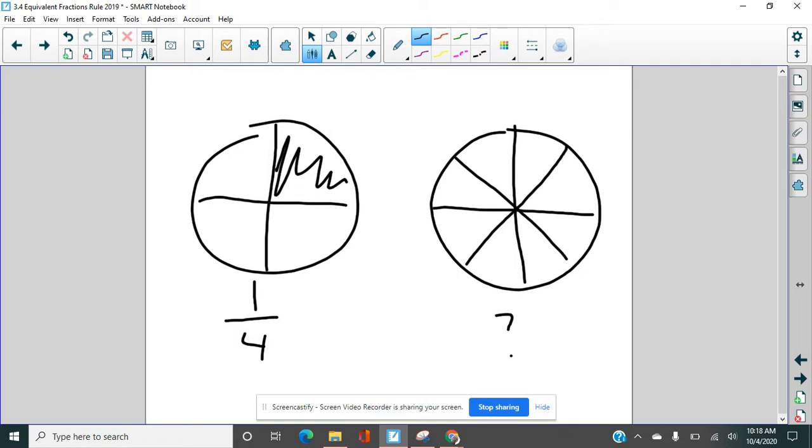Well, let's see. Okay, so we want this amount of space, right? So if we color in this and this, that's going to be worth the same as what we had before. So how would we determine that? Well, 1, 2 out of 8 pieces. 1/4 and 2/8 are what we call equivalent fractions. Even though the numbers are different, right? The numerators are different and the denominators are different, they are worth the same amount.